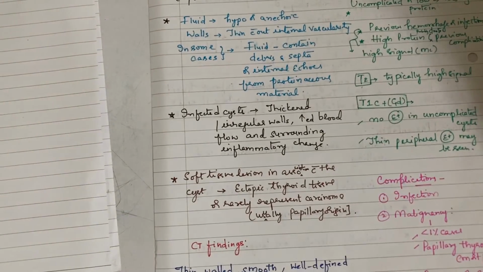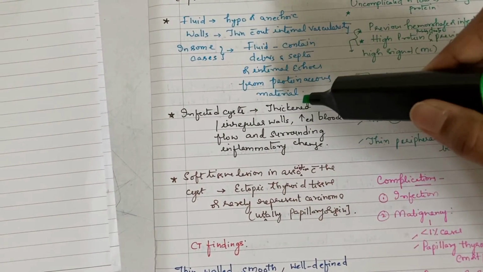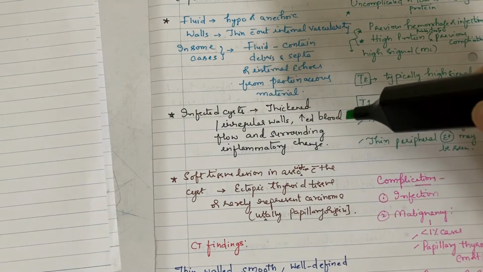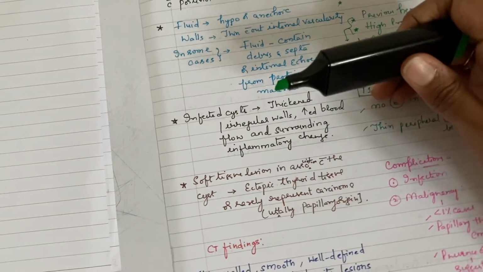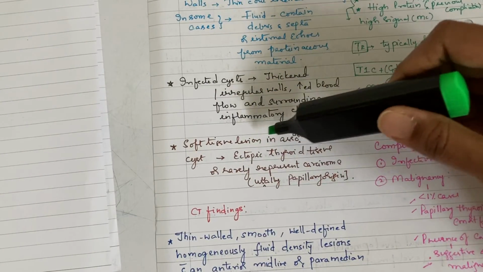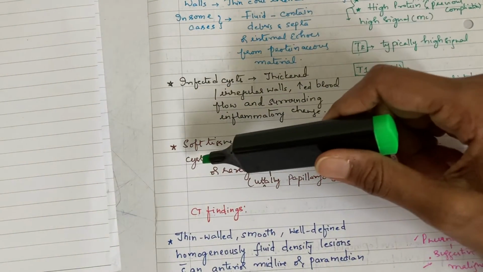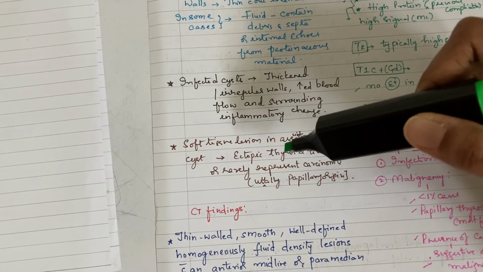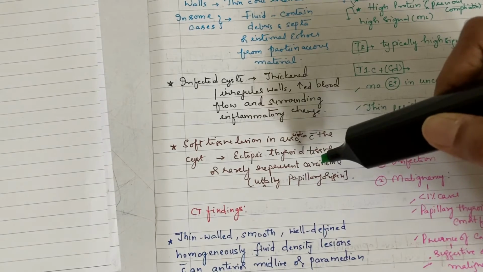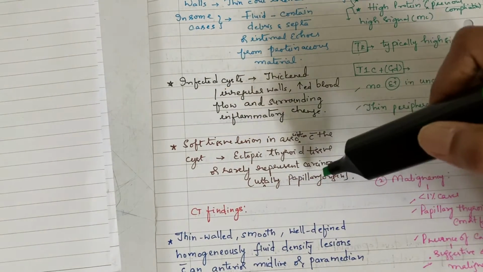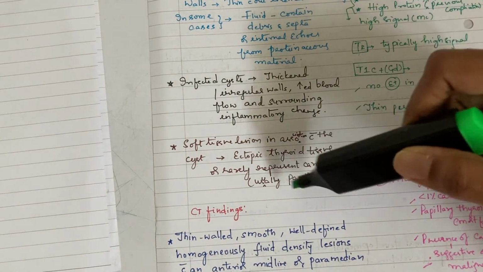So how does an infected cyst look? Infected cyst will have thickened or irregular walls with increased blood flow and surrounding inflammatory changes. Then a soft tissue lesion associated with the cyst. If there is a soft tissue component within the cyst, it may be ectopic thyroid tissue within the cyst, or rarely carcinoma. Which carcinoma? Papillary origin.